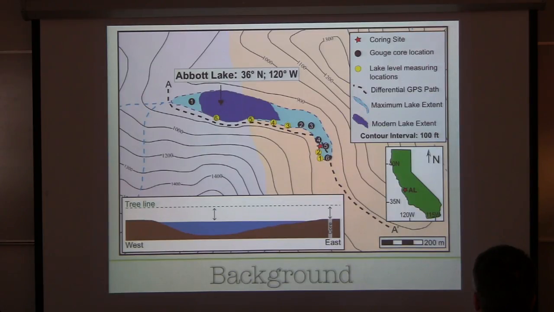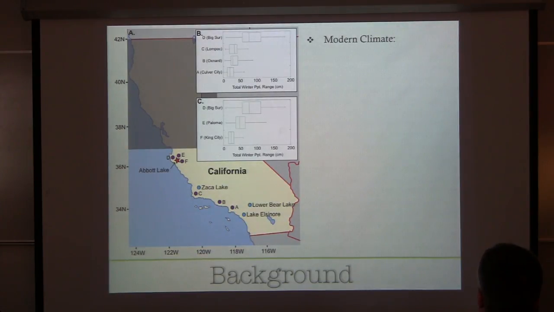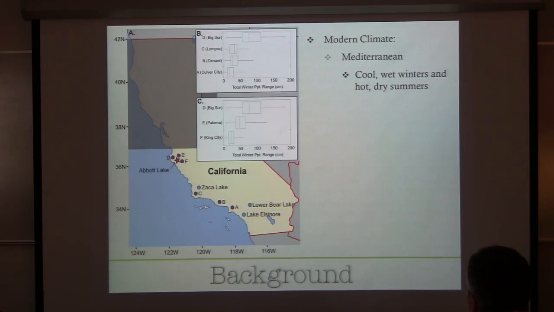and thus filling up our lake. Now, the modern climate is characterized as Mediterranean, which means we have cool, wet winters and hot, dry summers. But as I mentioned before, it's unimodal, and only winters matter. Summers don't really matter here. But we wanted to look specifically at some precipitation trends. So we did 2 comparisons.